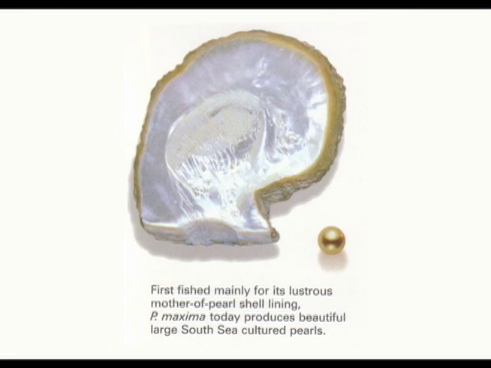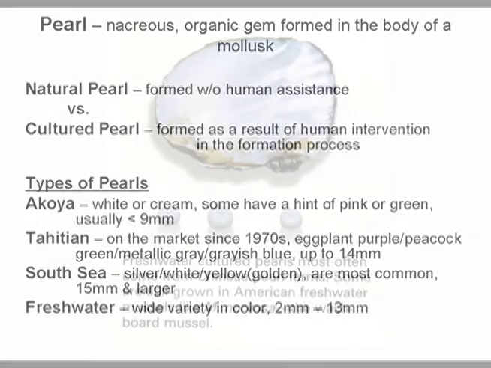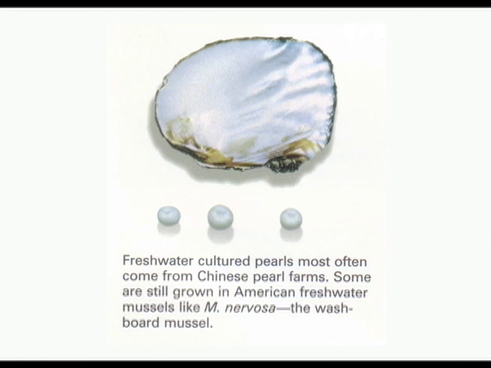And finally, we have our freshwater pearls. Wide variety in color, 2 millimeters to 13 millimeters. Primarily, they come out of China, Japan, and the US. And they use other types of mussels. There are two other types of pearls which do not have a nacre covering. One comes from the conch, and the other one comes from the male snail. These are a special type of pearl and do not have the nacre covering, but they're quite pretty.